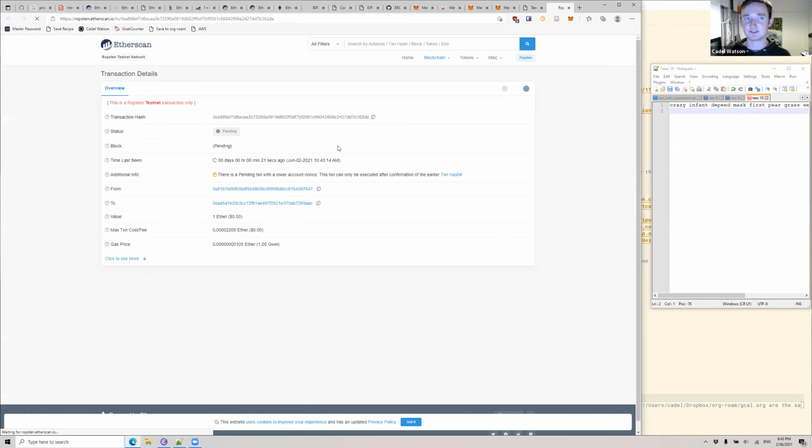So this is exactly what we were looking at before. We can see that this is pending, so it hasn't been processed yet. It's been sent from the MetaMask account to my account, and the value is 1 Ether. So this is all the things we were looking at before. If you look up in the top left, you can also see that this is a testnet transaction, not a mainnet transaction, which is why the Ethereum here is worth $0.